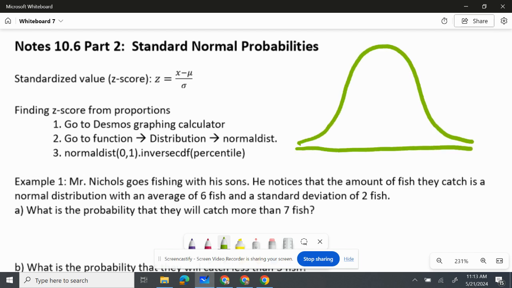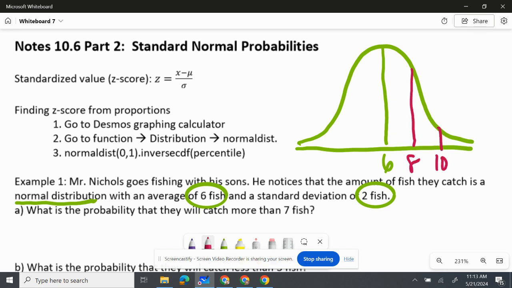It says that Mr. Nichols goes fishing with his sons. He notices that the amount of fish they catch is a normal distribution with an average of 6 fish. So what we do is we put the 6 in the middle and a standard deviation of 2 fish. So that means from the middle, we're going to add 2. So that gives us 8, 10, and 12. And then on the left side, it's going to be 4, 2, and 0.